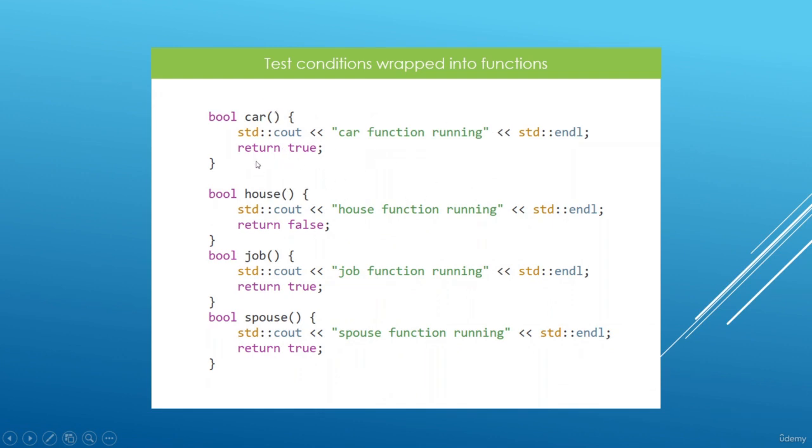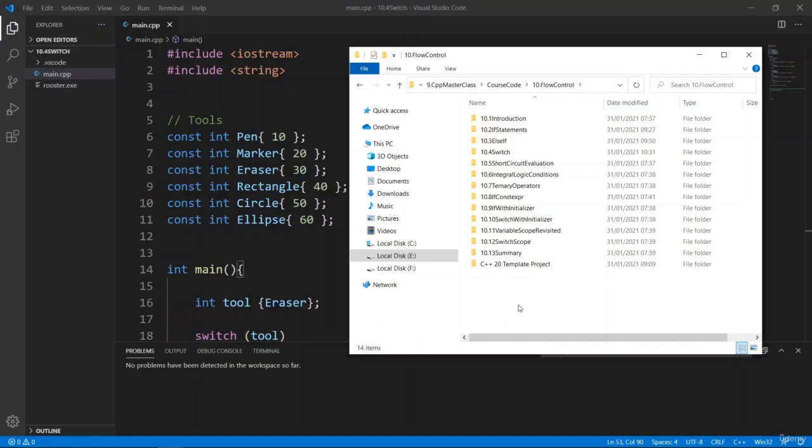So if we return true, the person has a car. If we return false, the person does not have a car, and they are going to be sad. And we're going to be able to see these things when we run this application. This is really all we want to do in this lecture, so let's head to Visual Studio Code and see this in action.